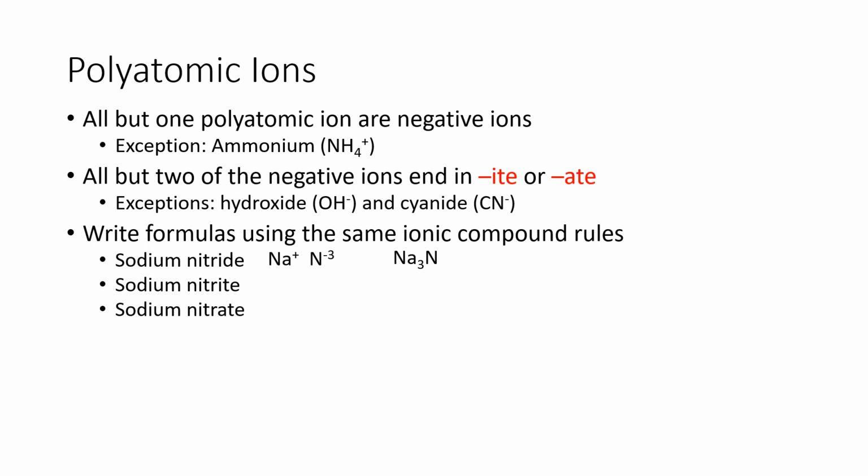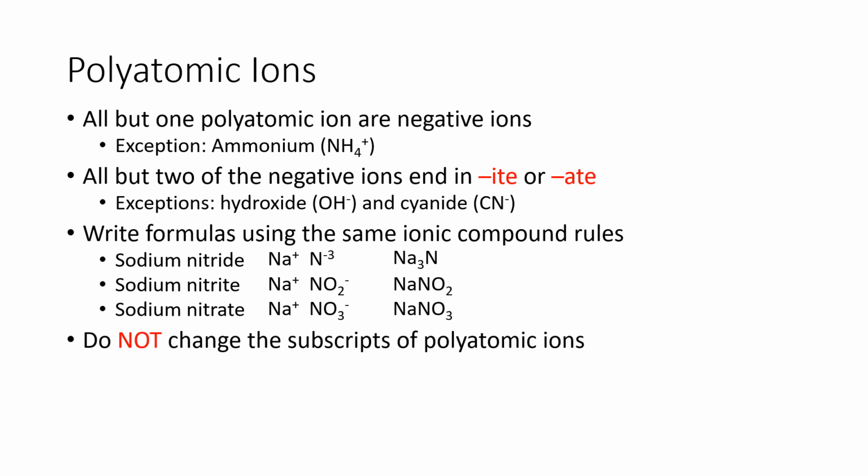Sodium nitrite, sodium yet again is Na plus. Nitrite is NO2 with a negative charge. Crisscross your charges, you get NaNO2. Sodium nitrate means that there's more oxygen in this one. So it's sodium Na plus and nitrate NO3 negative. Crisscross your charges and you get NaNO3. And remember, do not change the subscripts of polyatomic ions. They have to stay the same.